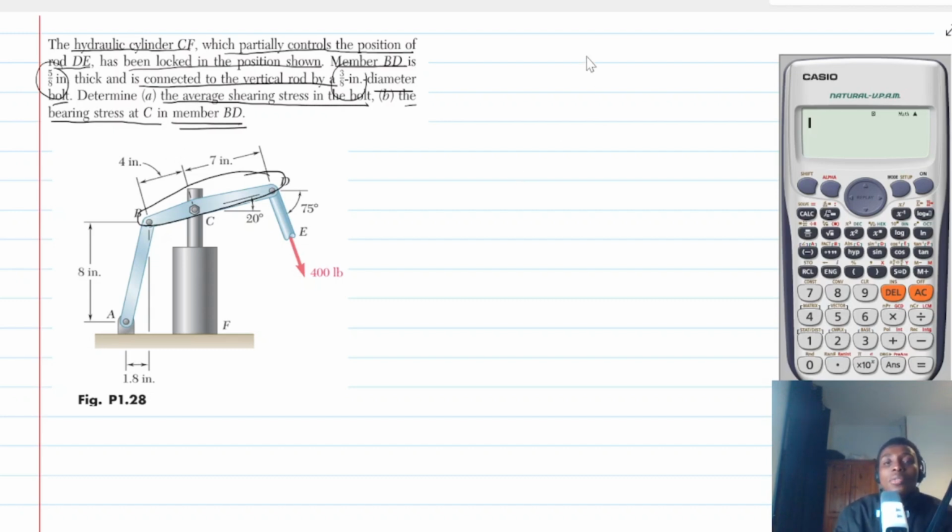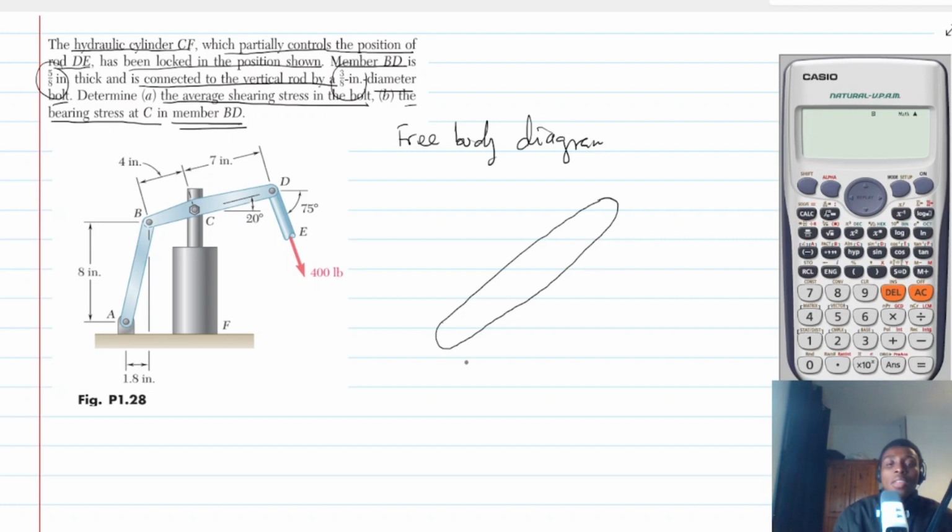So this question is kind of difficult, but if you look at it carefully, you realize that it's very much simple. But the first thing to do is to draw the free body diagram. So let's look at how the free body diagram looks. In the free body diagram, the first thing to look at is BCD. So BCD is something like this.